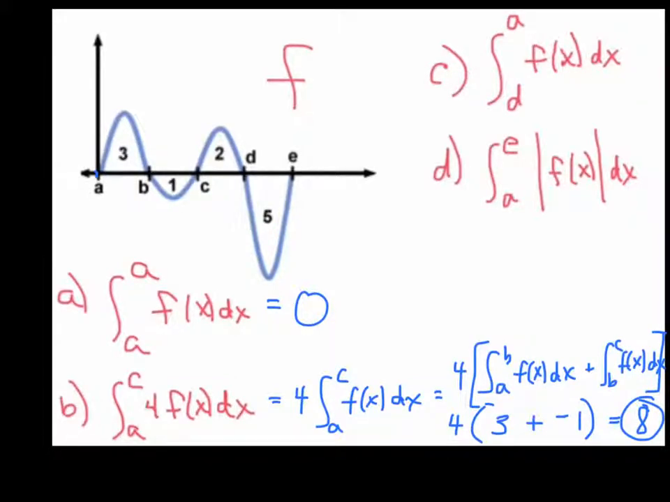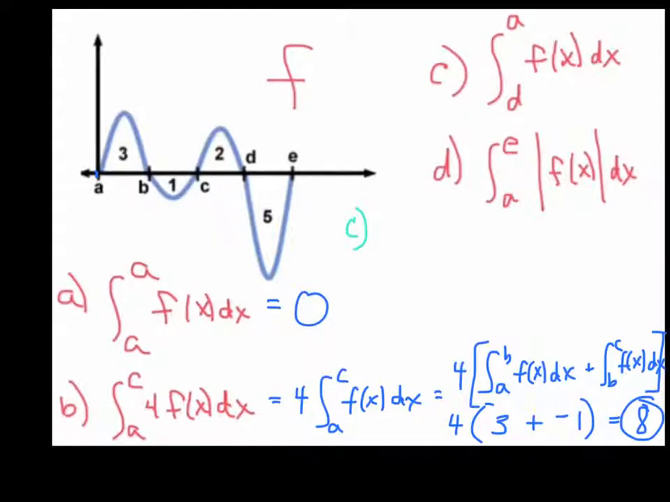All right, let's try letter C here. The integral from D to A of f of x dx. All right, so I'm going to squeeze C in right here. First of all, notice what I said. I said the integral from D, which is over here, to A, which is over here. What do you notice? That's in the backwards order. We always read from left to right. If they give us an integral where the lower bound is further to the right on the x-axis than the upper bound, then we need to flip that around.